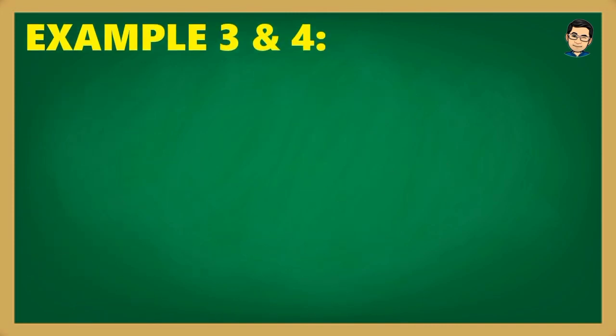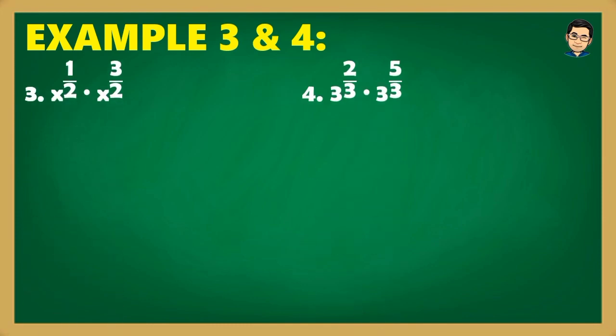So, let's have example number 3 and 4. X raised to 1/2 times x raised to 3/2. So, kailangan nating i-apply dito yung product rule sa laws of exponents na kapag same bases, ina-add lang yung exponents. And then, kapag yung mga exponents, similar fractions, madali lang yon. Copy lang natin yung denominator tsaka natin i-add yung numerator. And then, kapag naman hindi pareho yung ating mga exponents, dissimilar fractions sila, so, kailangan natin kunin yung LCD.